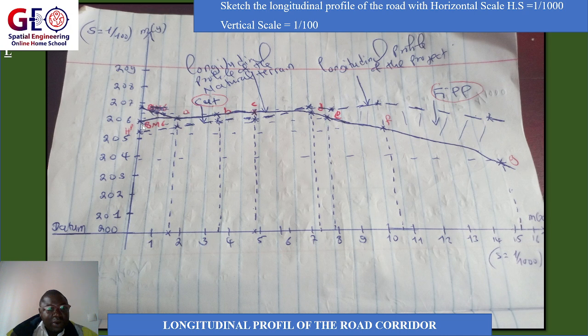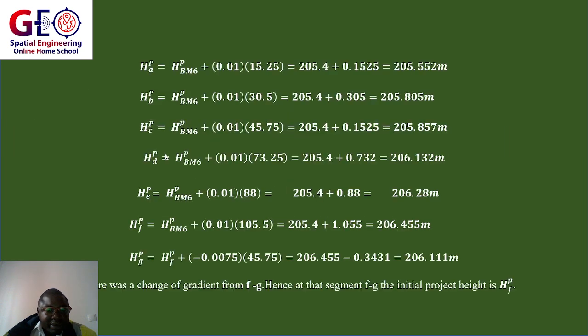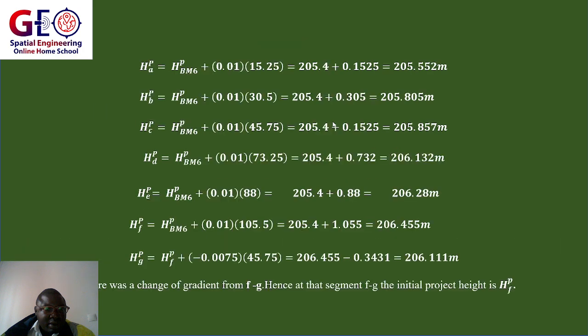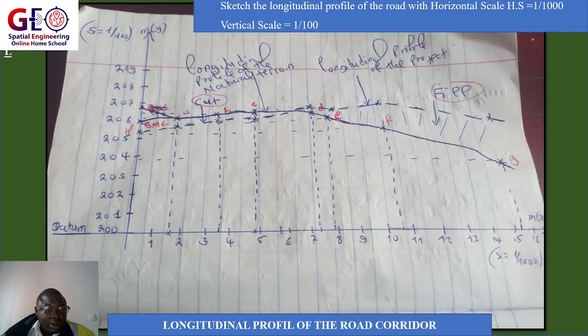Sorry, that was not BM6. That was point A we are talking about. Let's go back to point BM6. What is the height of point BM6? Let's represent the first point. The first point was 206. Okay, 206. So our point BM6 will obviously fall here: distance 0, height 206. So this is 206. This is BM6.